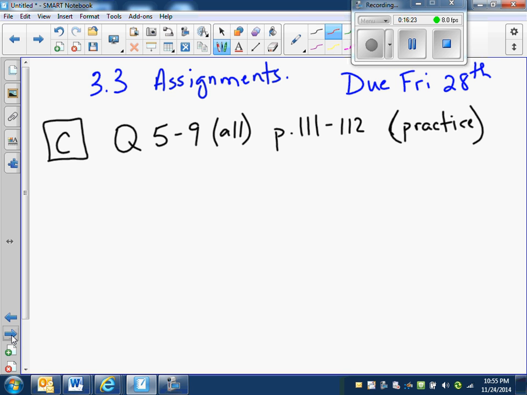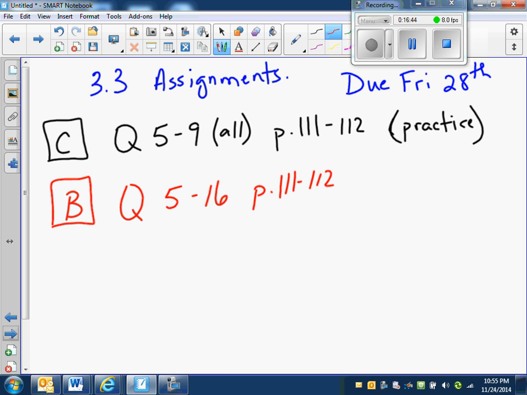To get a bit of a higher mark, you should be able to apply them as well. So if you could do questions 5 through 16, so do all the C levels, plus the apply questions. This is on page 111 and 112 also, and this includes the C and the apply questions.